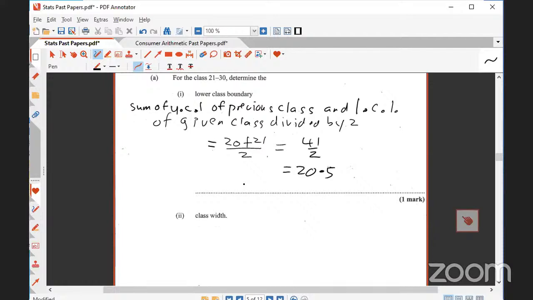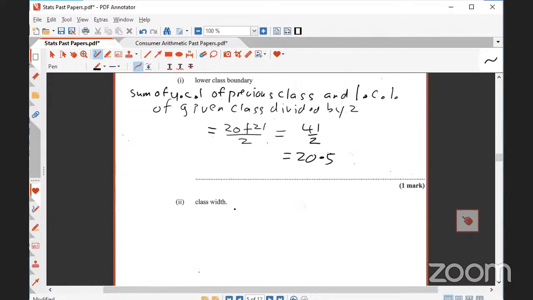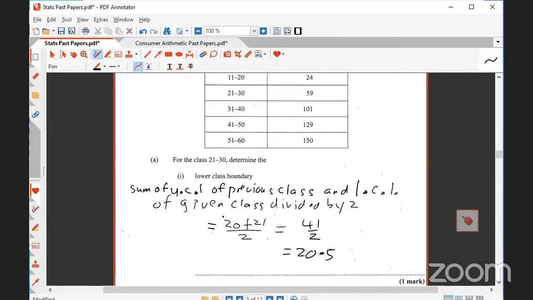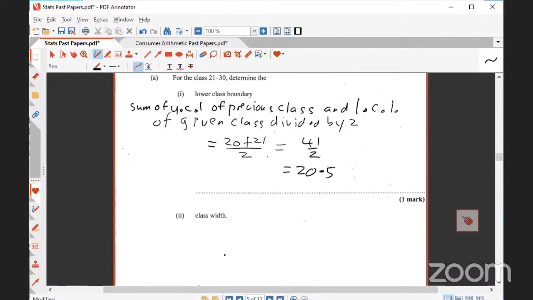Next, we're asked for the class width, and again, that's the class width of 21 to 30. Let me give you a minute to try that. The class width of 21 to 30.